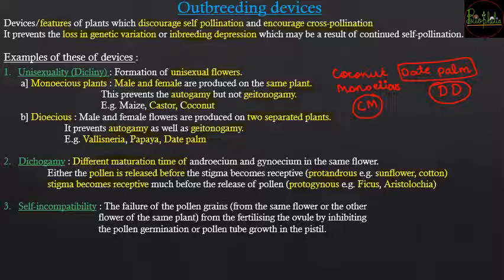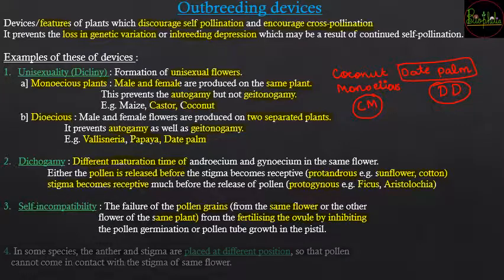अगर ऐसे कोई कंडीशन हो जाए कि pollen grains coming from the same plant, okay, pollen grains coming from the same plant or from the same flower, then the fertilization of the ovule is going to be inhibited. अगर ऐसा arrangement हो जाए then it is going to be called as self incompatibility.